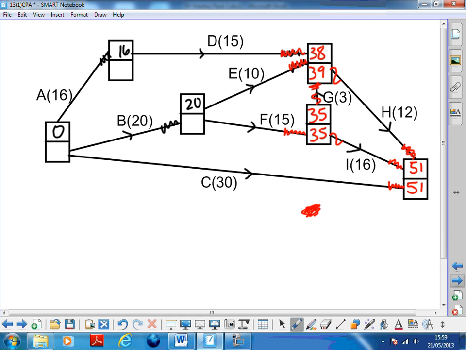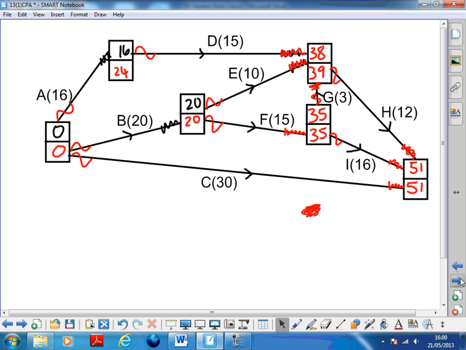Okay. And right, this one's got 2 coming out of it. We've got 39 minus 10, which is 29, and we've got 35 minus 15, which is 20, and the smallest is 20. This one's got one thing coming out of it. 39 minus 15 is 24, and this one's got three things coming out of it. 1, 2, 3 things to consider. So that is 24 minus 16, which is 8, or 20 minus 20, which is 0, or 51 minus 30, which isn't 0, so the smallest is 0.